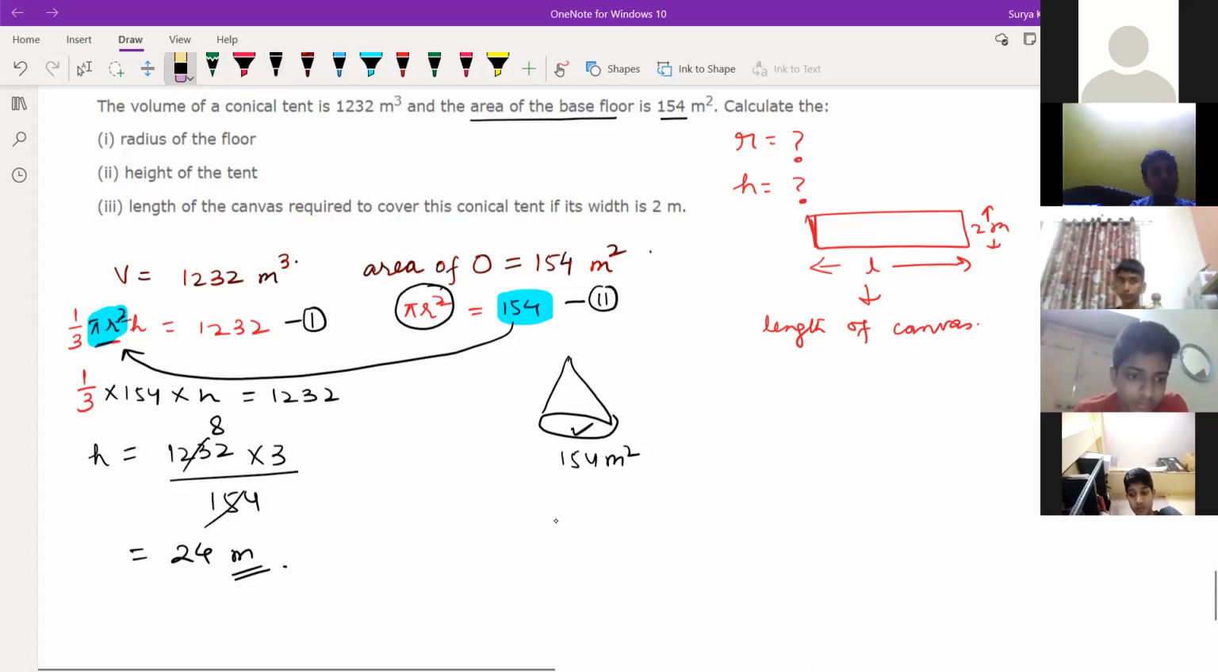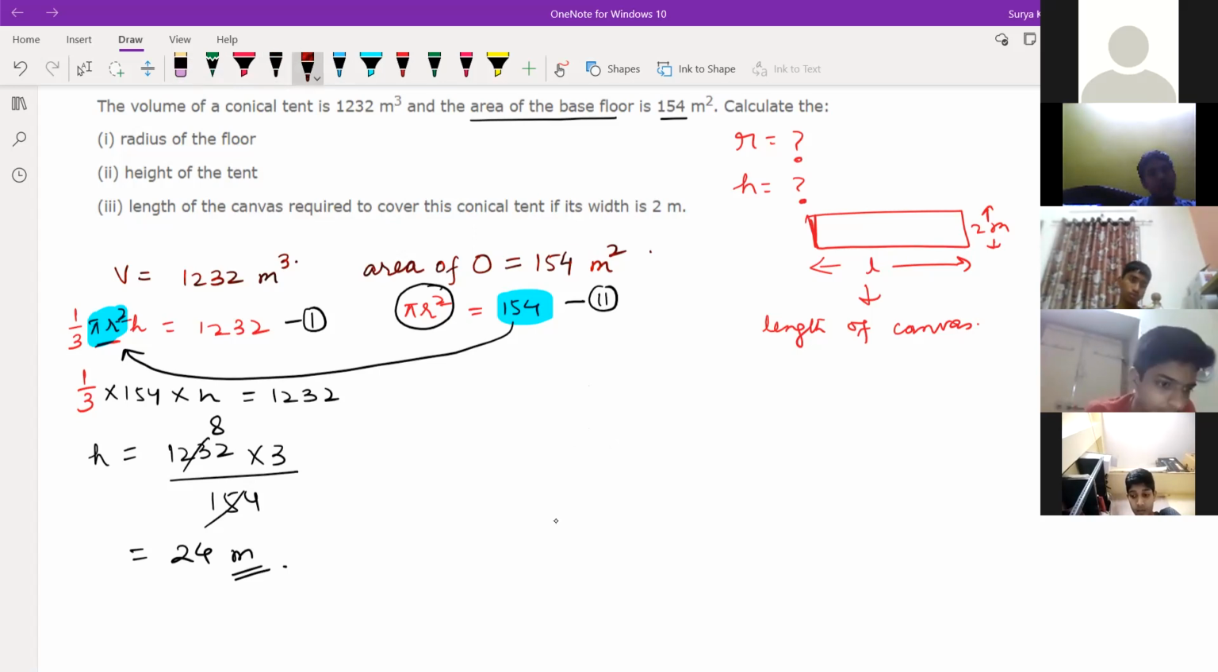Radius of the floor now. How to find radius now? From the second equation, right? Sir, didn't understand how did we get 24 meters? See, in 154 table, I'm just writing here 8. The 8 3s are 24. You can cancel by 2 also. Any table you try to cancel, you'll get 24 only. 8 into 3, that is 24 meters.